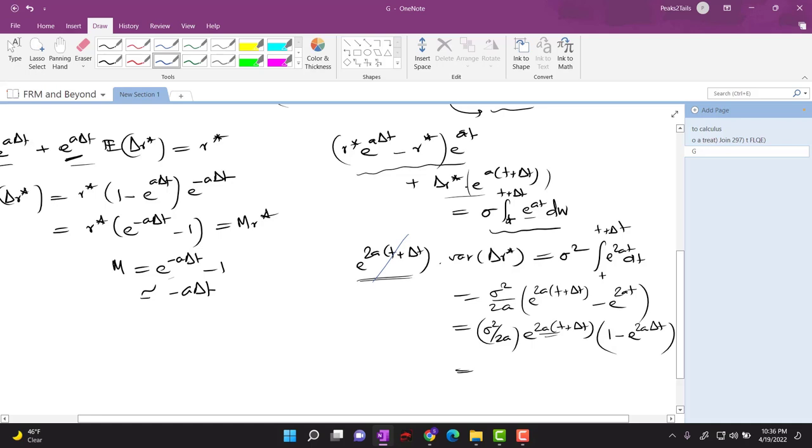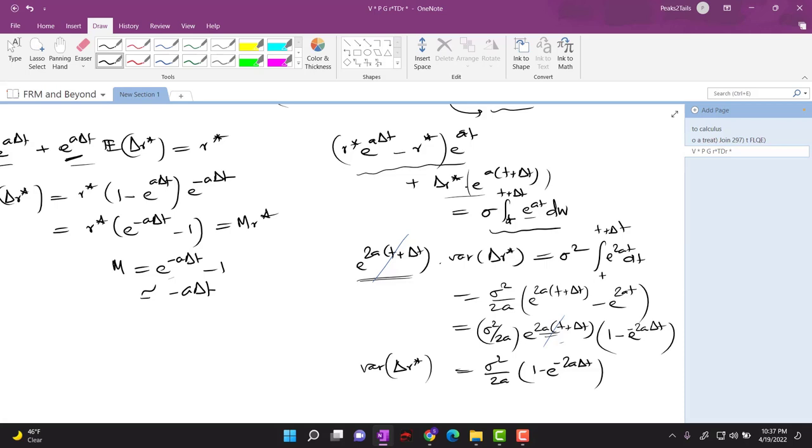So now we have variance of delta r star is equal to sigma square by 2a times 1 minus e to the power, when we take this common, it will be 2at, then it should be minus here. Yeah, minus 2a delta t. Okay, so that's the variance, and we are calling it as capital V. Okay, so we needed M and we needed V, and we are ready for constructing the tree for R dash.